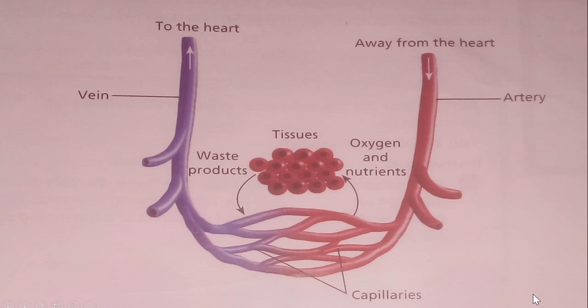So in this picture, it is even clear, it's not advanced, it is basic level. This vein is, I'll point it out, this vein is to the heart, and this artery is away from the heart, and these are some capillaries, where waste products are removed or produced. Oxygen and nutrients are taken away, and these are some tissues. We can see waste products come out, like this. It is a clear picture.